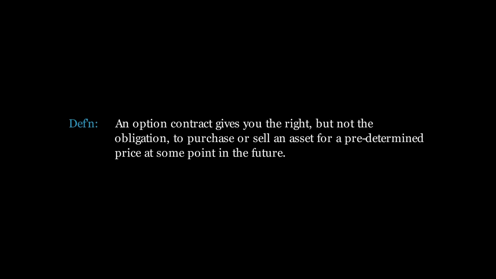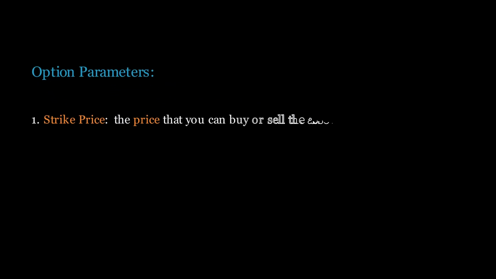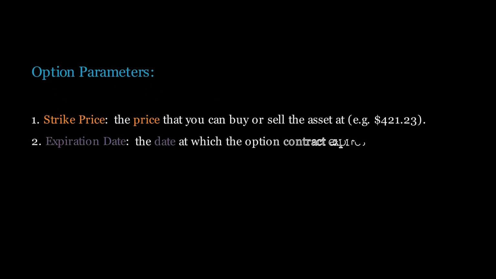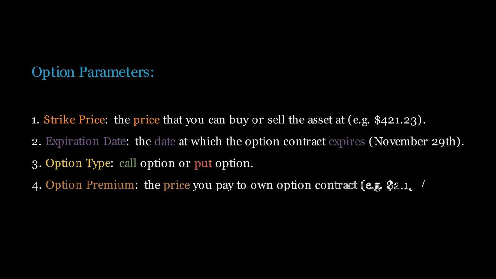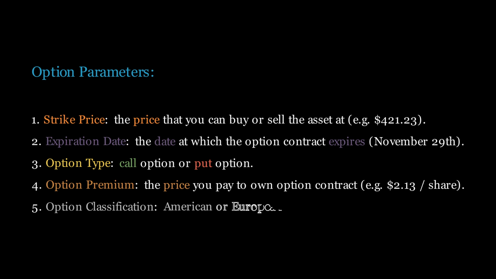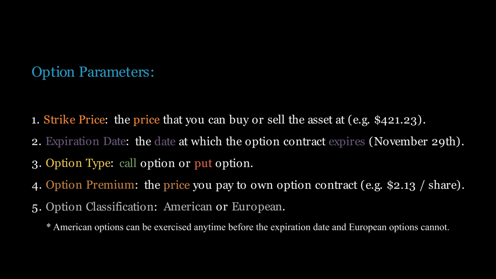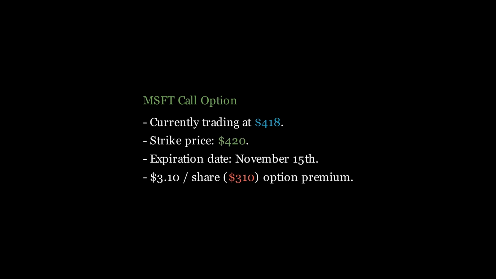An option contract has a few parameters, including the strike price, expiration date, option type, option premium, and option classification. Take a second to read and understand these parameters. If they aren't making any sense to you right now, don't worry, as they make much more sense in the context of an example. Let's consider a call option on Microsoft stock.